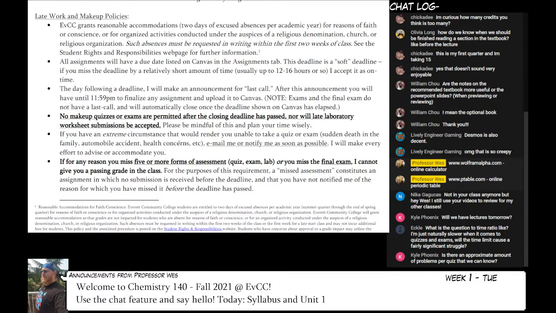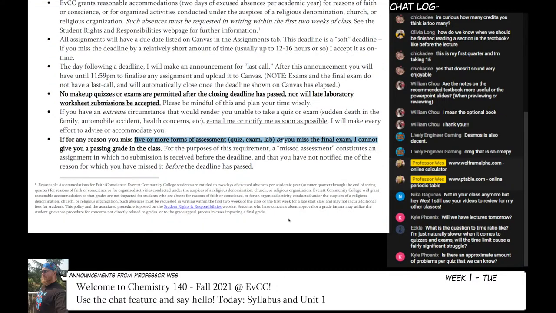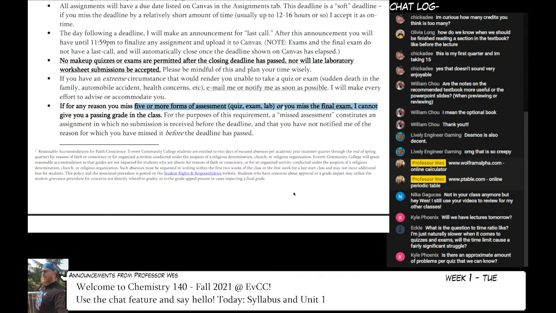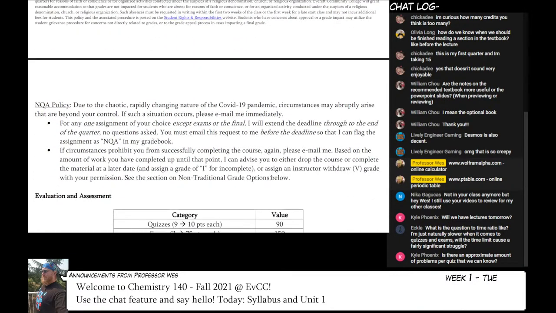Again, for late work and stuff, after a closing deadline, it's closed. It's done, and I don't open it again for any reason. Make sure you get everything done by the closing deadline. If you miss five or more things in this class, or you miss the final, I can't give you a score. It shows up on your transcript as either V or E. Not E, sorry, F. We don't use E anymore.